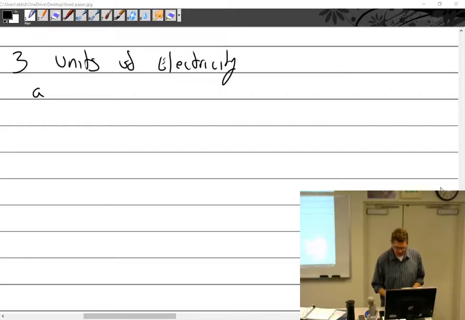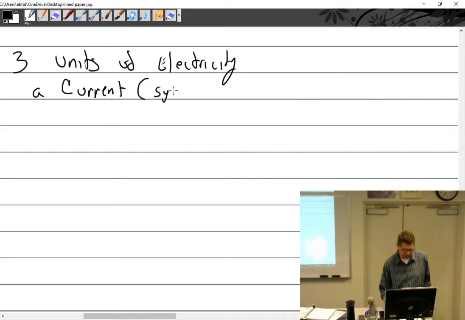Okay, units of electricity. Well, we've talked a lot about this, but let's put some notes to paper here. So let's talk about current. Current, the symbol is what? I. Symbol is I. It stands for intensity, if you must know why it's an I.